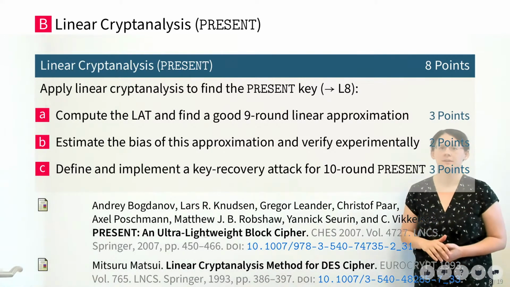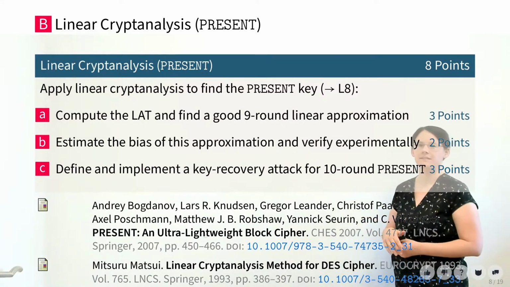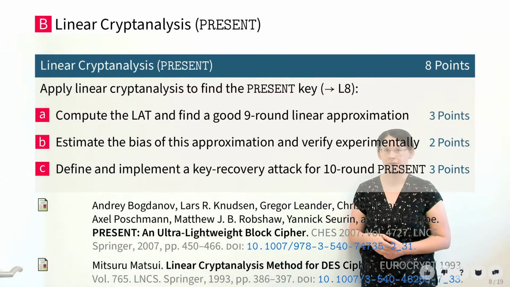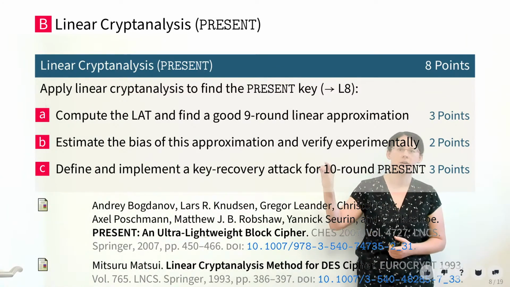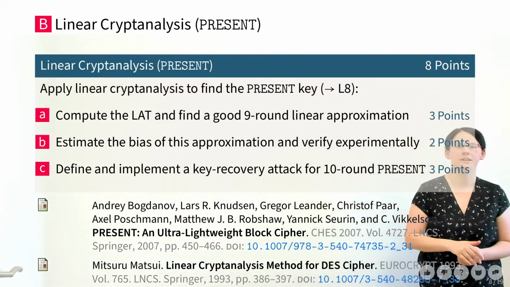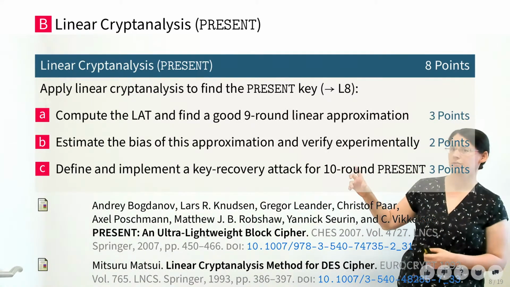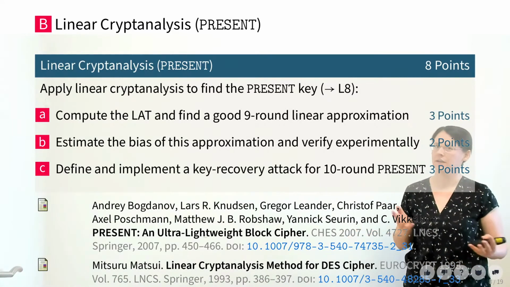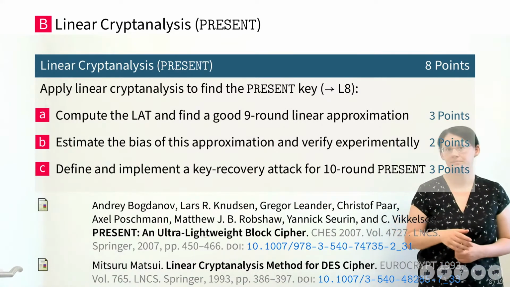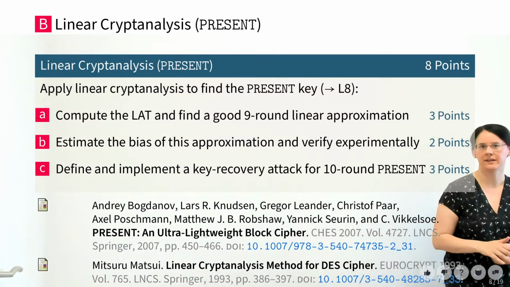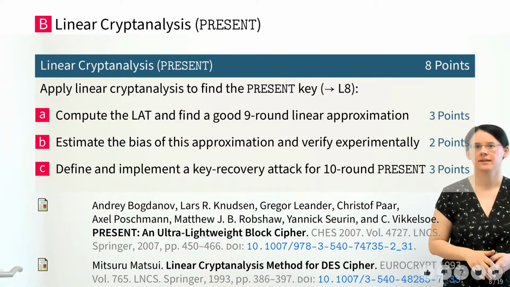And the actual attack is then the last step. So here you need to implement algorithm 2 of Matsui to recover the key for 10 rounds of PRESENT. So this means 1 round of key recovery at the end. If you like, you can also adapt it and do, for example, 2 rounds of key recovery if you think it's more efficient, however you prefer. And this is worth in total 3 plus 2 plus 3 equals 8 points.